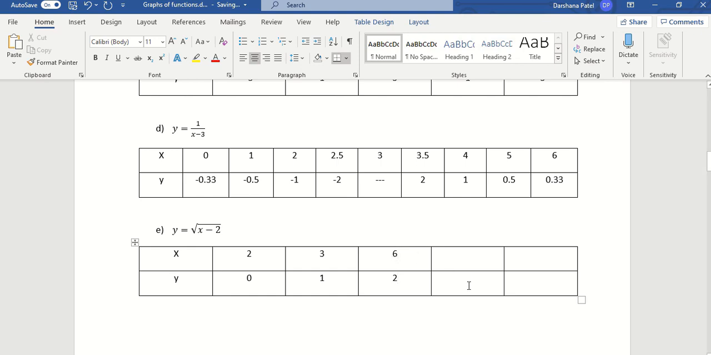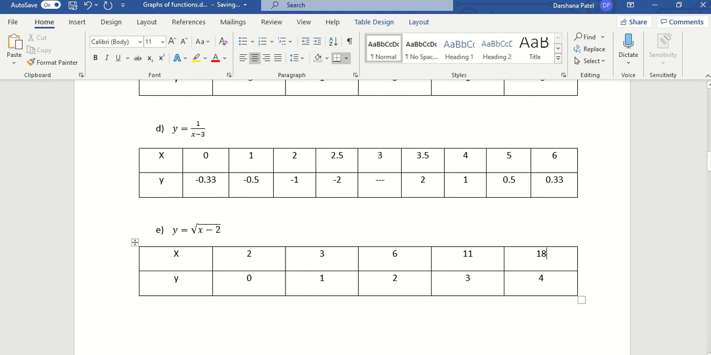Let's try one more. If I want y value to be 3, I need to get square root of 9, because square root of 9 will be 3. In order for us to get square root of 9, x value has to be 11. And then if I wanted my y value to be 4, I need square root of 16 here. In order for me to get square root of 16, my x value has to be 18.